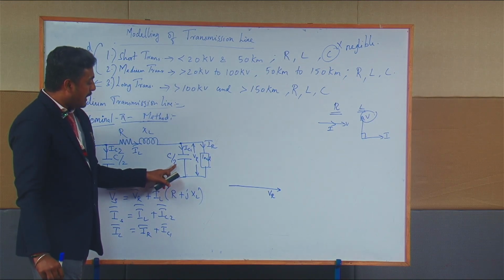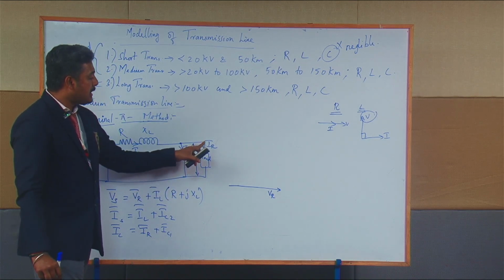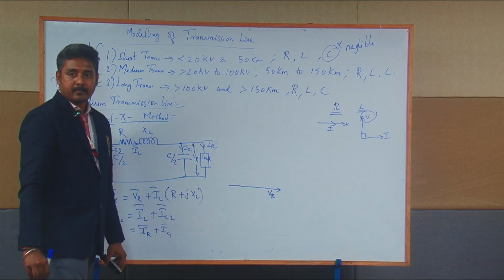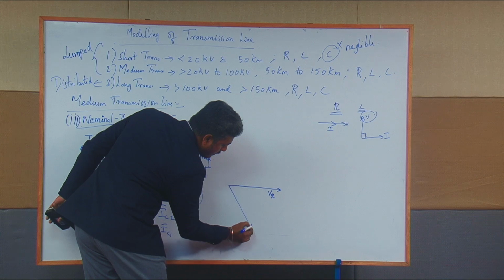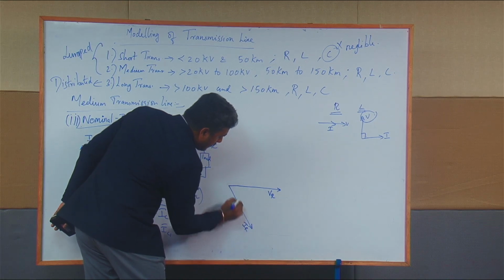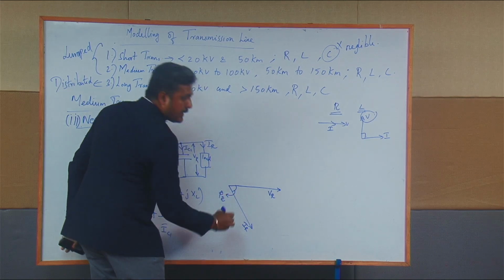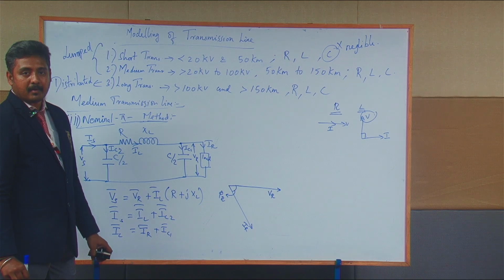After drawing the VR vector, I have to draw the IR vector. Since the load is predominantly inductive, the IR vector lags the VR vector by the angle of phi r.